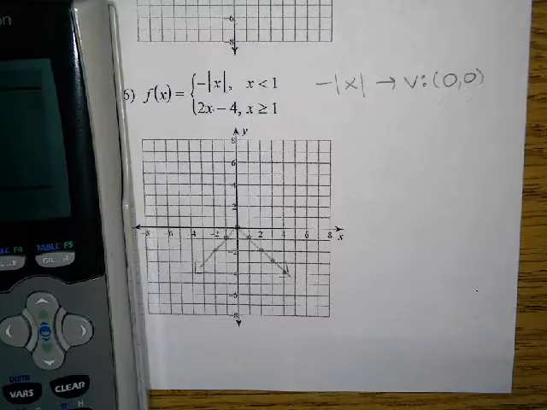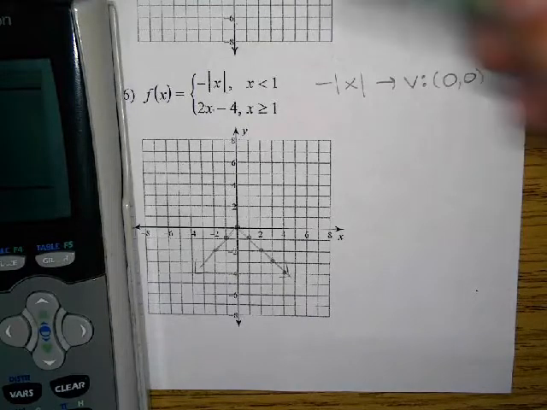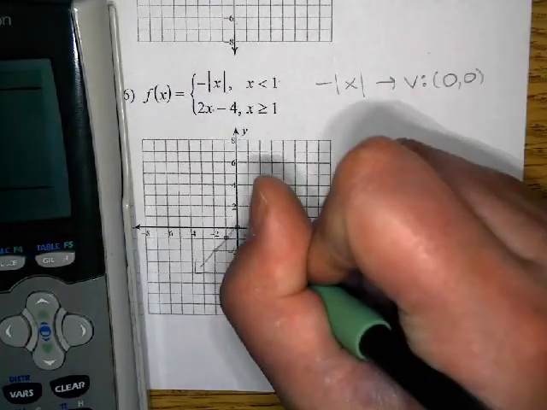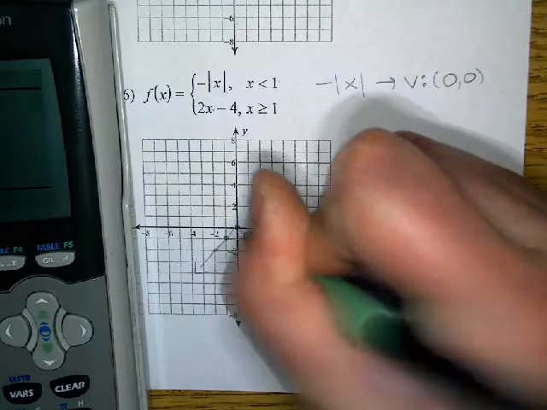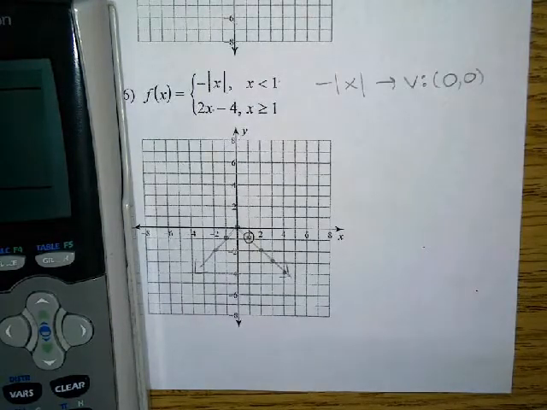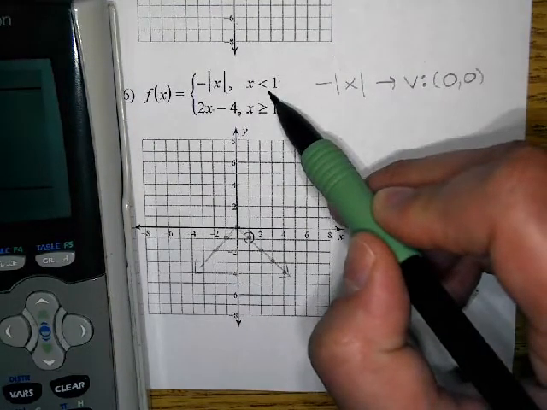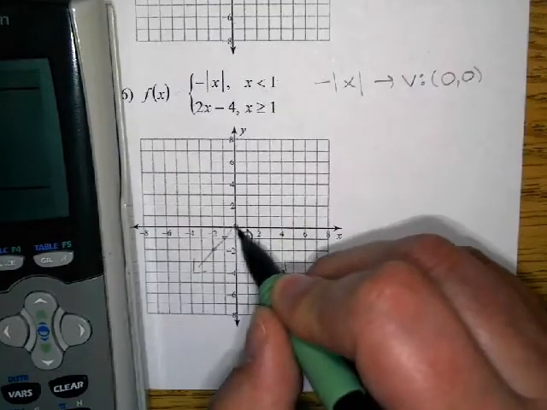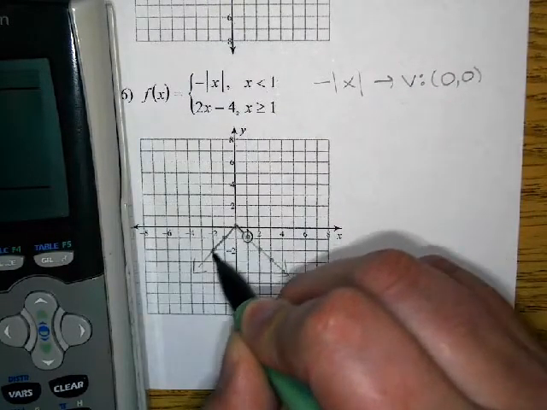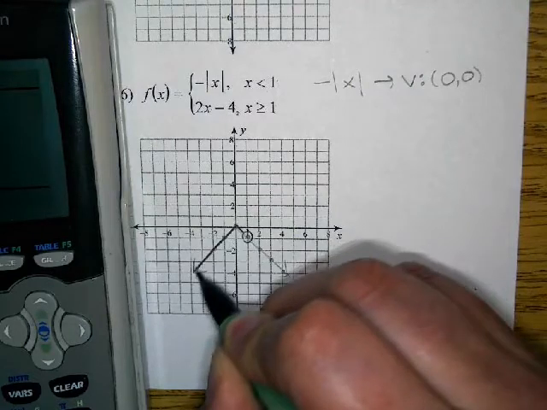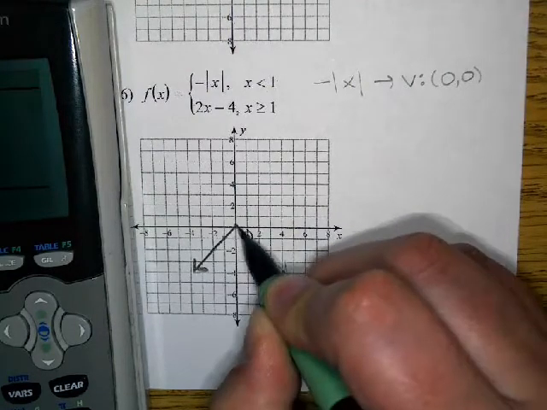I circle where x equals 1. Do I fill it in or not fill it in? I leave it open. And then which part do I keep? So I keep the left. The arrow points to the left, so I'm going to keep the left. And then I'm going to erase everything else. Okay.